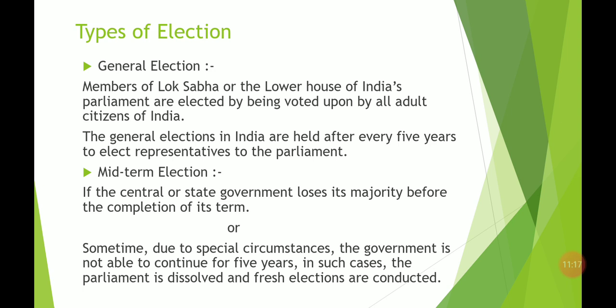Basically, when an election is conducted continuously after every 5 years, at a specific interval of time, that election is known as a general election. Like the members of the Lok Sabha, the lower house of India's parliament, are elected by being voted upon by all adult citizens of India. The general elections in India are held every 5 years to elect representatives to the parliament. So this is the general election.